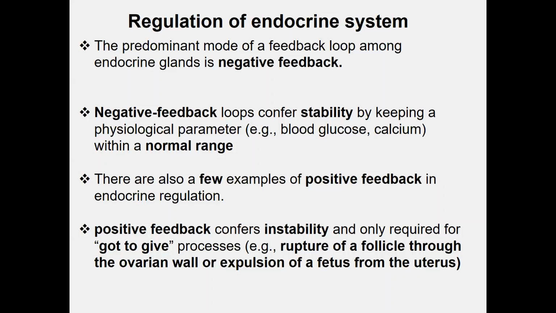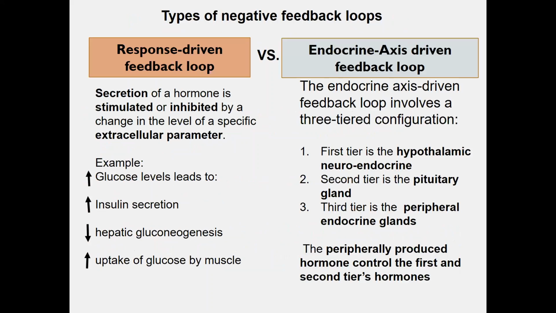Now, in a few circumstances, we have positive feedback or control in the endocrine system, and this occurs in certain processes, for example, during ovulation or during the delivery of the fetus. Here we need a continuous high level of certain hormones to achieve the process, and after that the level of hormone will decrease. So we need this positive feedback only in specific or emergent situations.